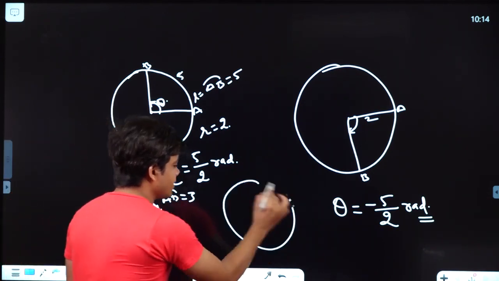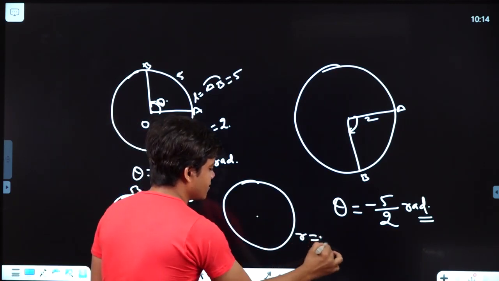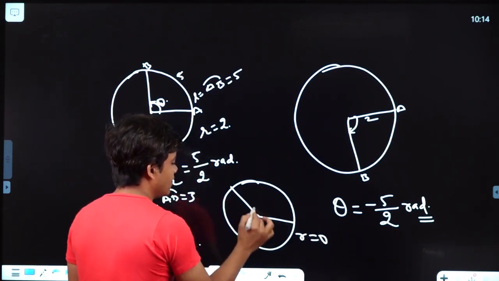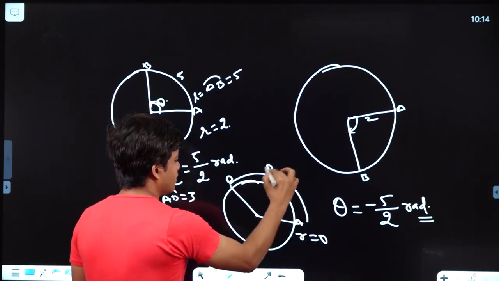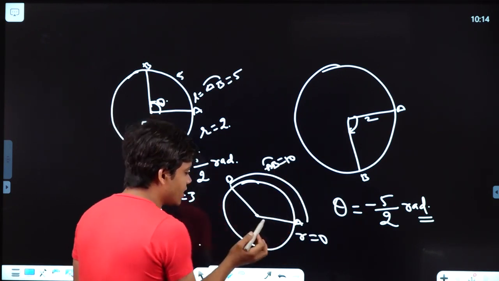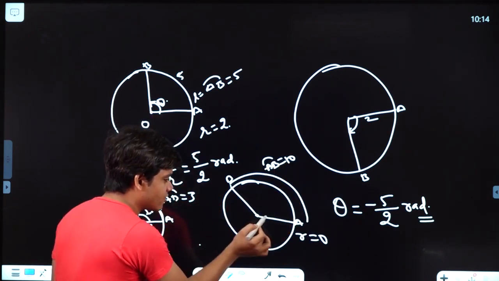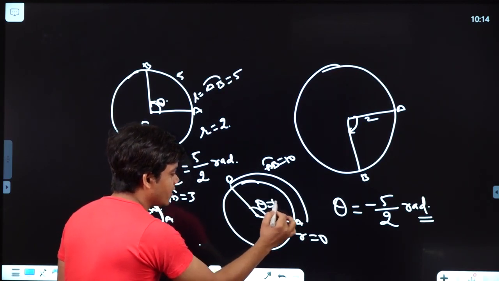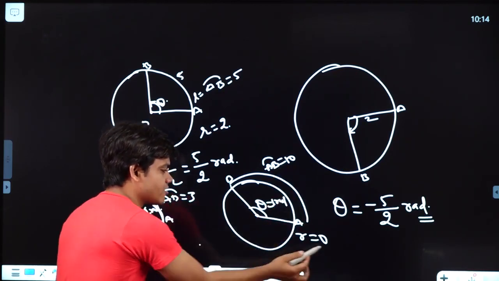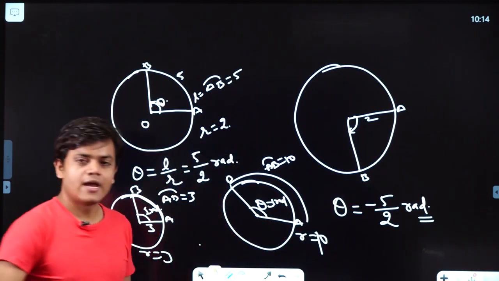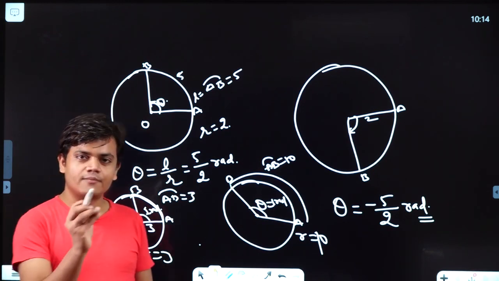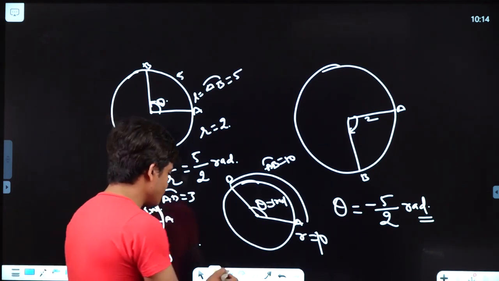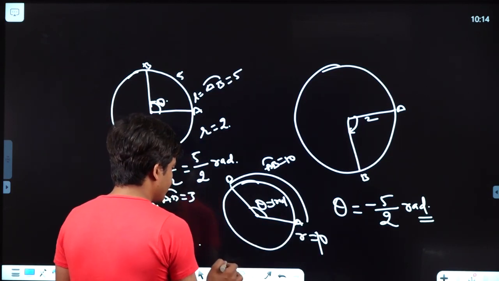Okay, if the radius is 10, and this arc length from A to B is equal to 10, then certainly the angle subtended by this arc length over here will be 1 radian. Why? Because the arc length is 10 and the radius is also 10, and therefore this kind of thing will happen. Okay, so I hope you understand the radian system. Now one interesting thing, and thereafter some very interesting questions.